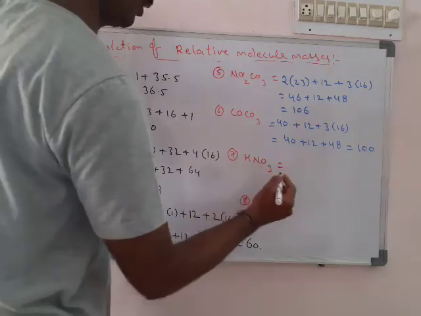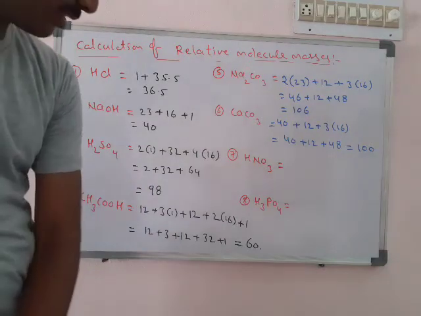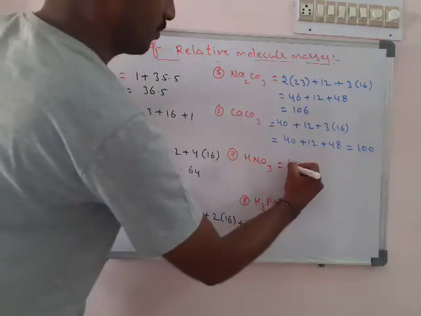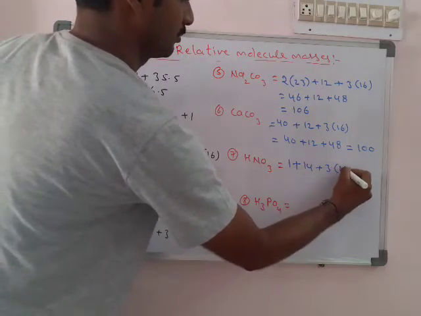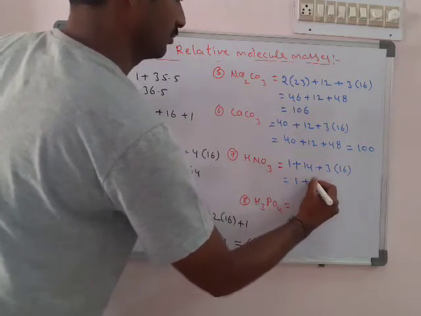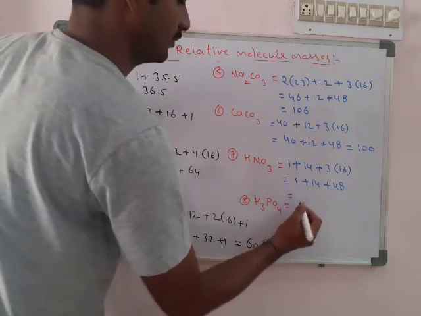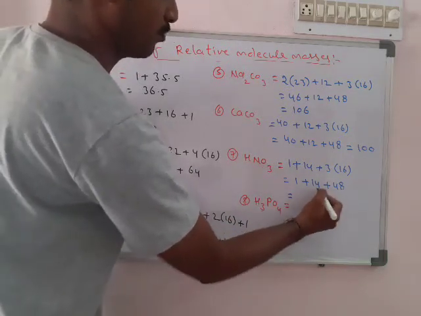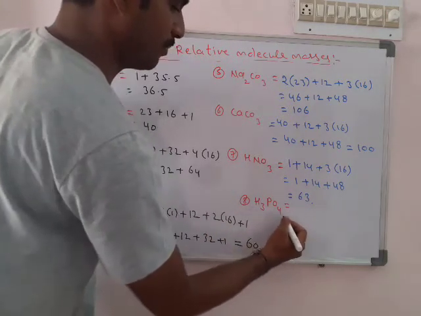Okay, HNO3, nitrogen. What is the value of hydrogen? So 1, nitrogen 14. How much? Total value will get how much? 14, 15. It's 63.